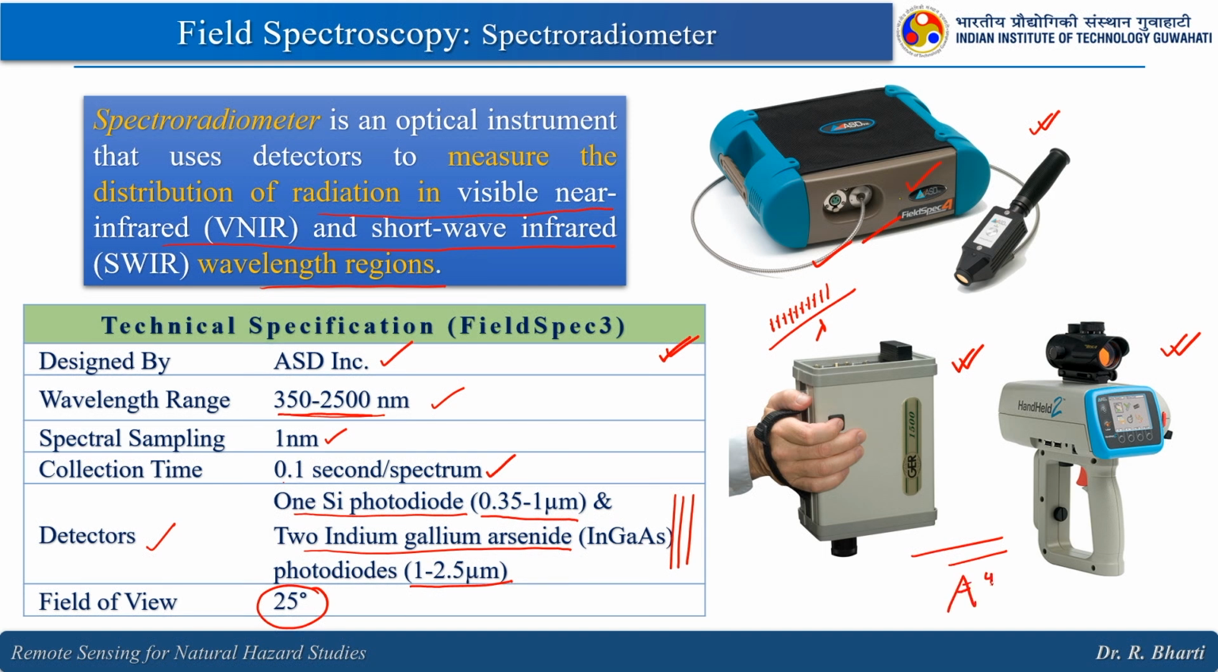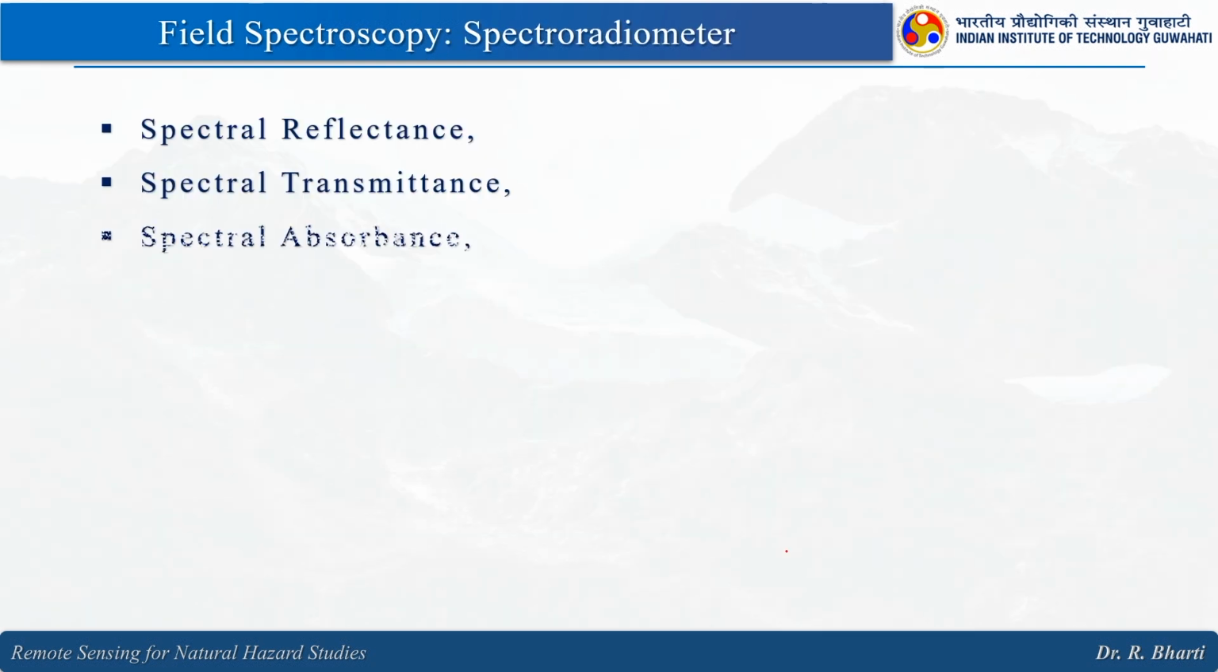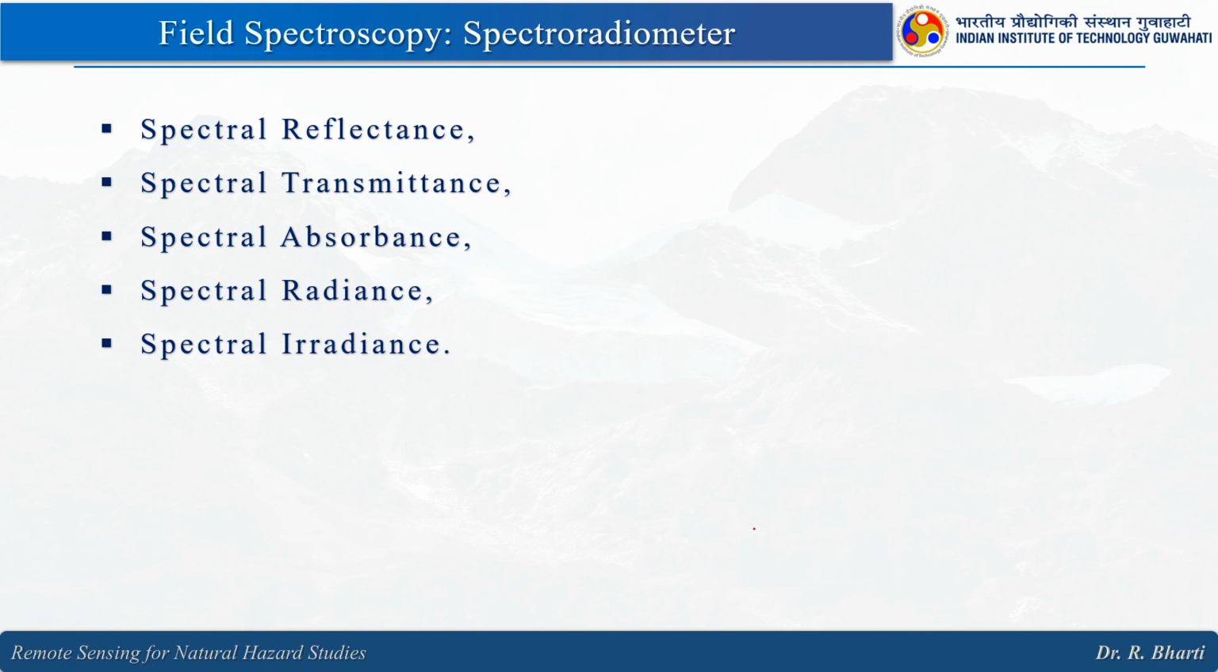So, it can also have 4 degree, 16 degree or 25 degree. So, this kind of additional attachment comes with this instrument, so that you can focus your target more precisely, right. So, these instruments are capable of measuring the spectral reflectance, spectral transmittance, spectral absorbance, spectral radiance and spectral irradiance.